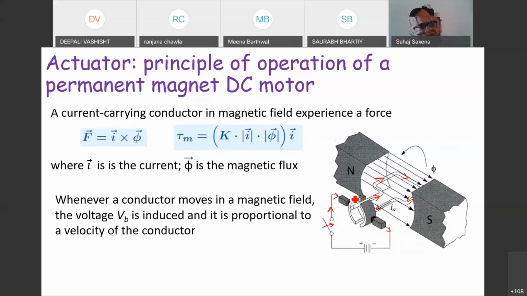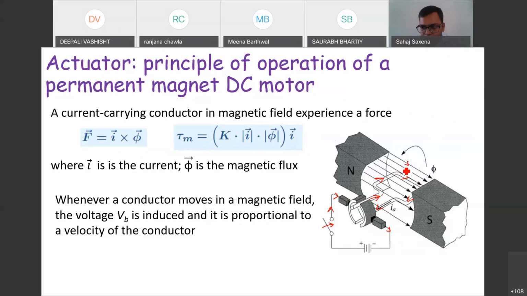in a magnetic field. What is a magnetic field? It means I have a magnet, and there are two poles of a magnet. We place the conductor between those two poles. You will see that there is a magnetic flux. Flux means some sort of energy which is flowing from north to south.